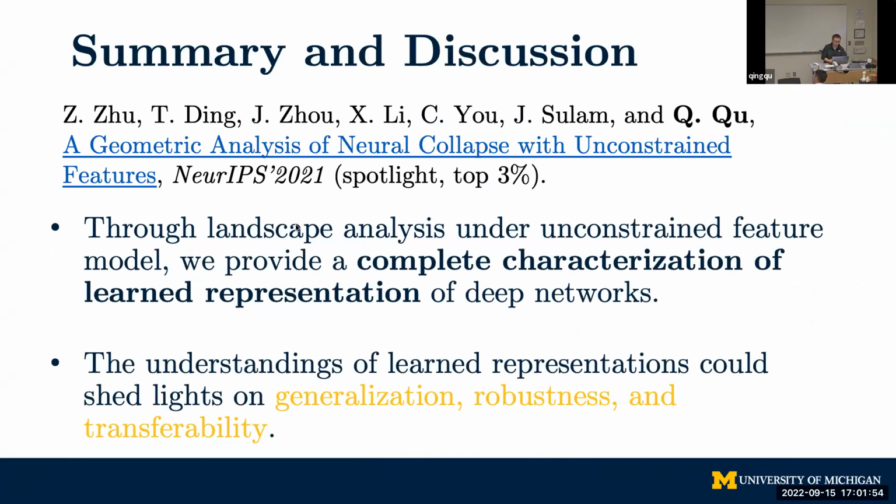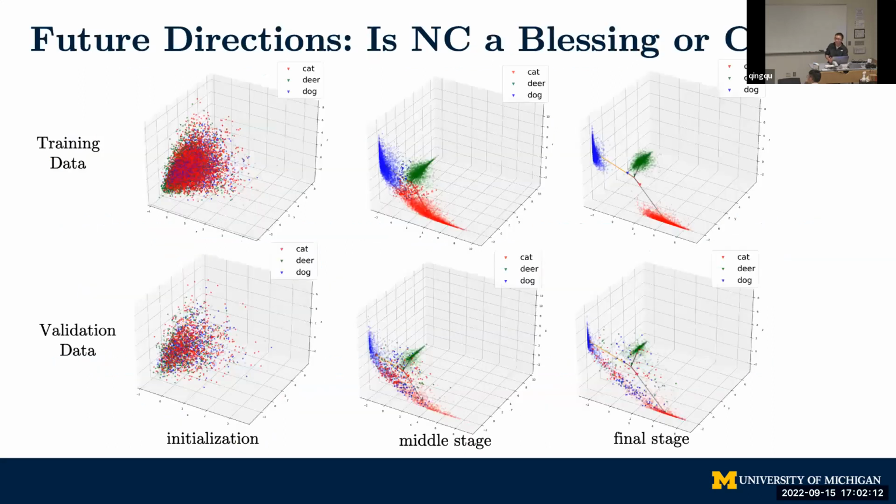In this talk, we studied the neural collapse phenomenon under the unconstrained feature models. I think this study could have further potential in shedding light on generalization and other properties of deep representation learning. One of the remaining questions of great importance is that neural collapse is happening prevalently across datasets and network architectures, but is this a blessing or a curse? In other words, is this a good phenomenon or a bad phenomenon?